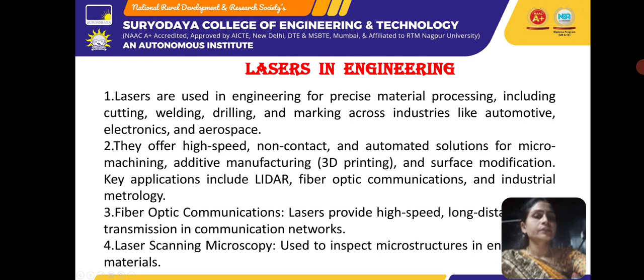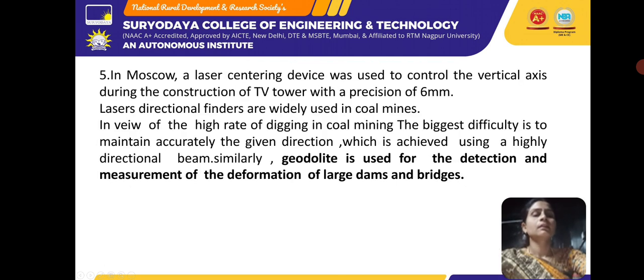Fiber optic communication, in which laser provides high speed long distance communication, which is used in transmission and communication networks. Then laser scanning microscopy, which is used to inspect microstructure in a material. Then in Moscow, a laser centering device was used to control the vertical axis during the construction of a TV tower with a precision of 6 mm. 6 mm means 6 into 10 to the power minus 3 meter.